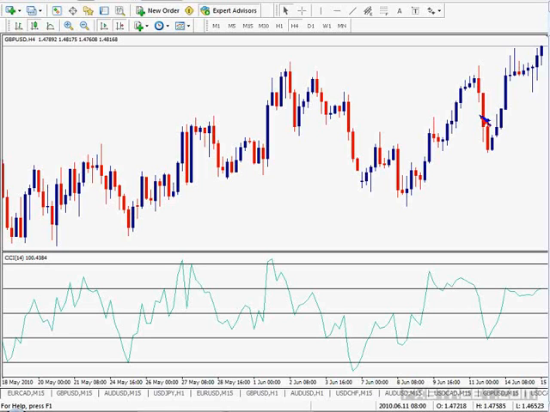Indicators are there to provide information, right? We need to know what information they provide and how, and then decide how to use that information.